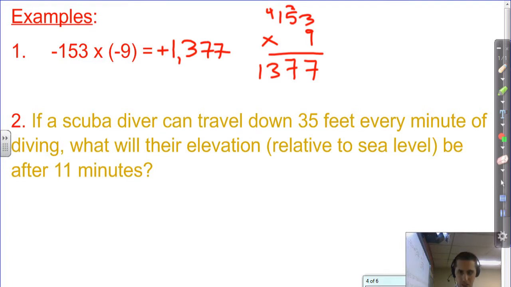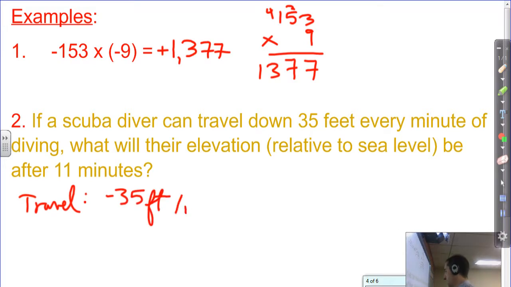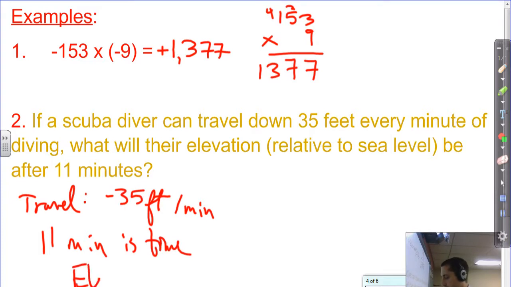There we go. Second one, if a scuba diver can travel down 35 feet every minute of diving, what will their elevation relative to sea level be after 11 minutes? So the important thing here is we realize that they're traveling down. So we can say, for the notes that I expect you to take for this problem, travel would be negative 35 feet per minute, and 11 minutes is the time. Elevation is the question mark.